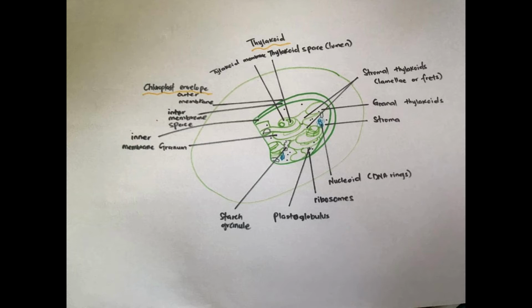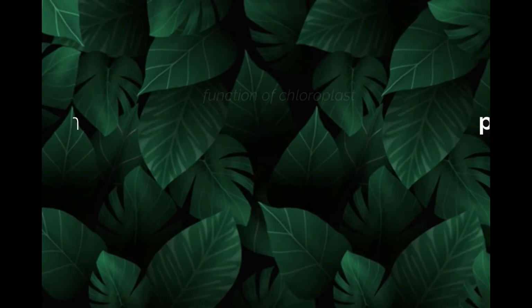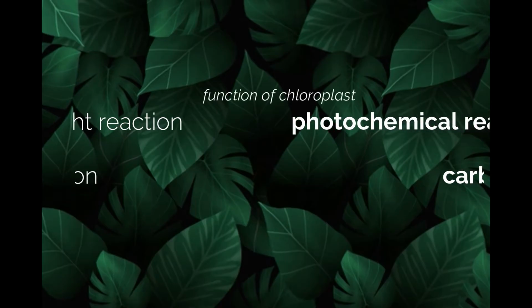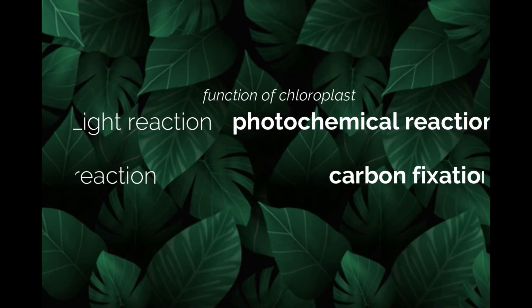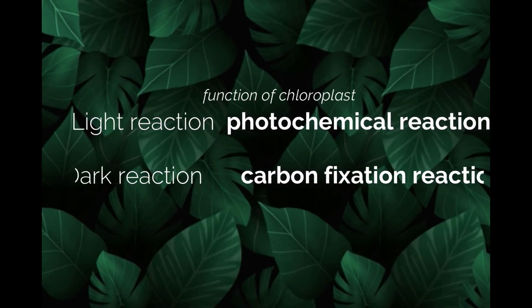Thylakoids may be stacked like a neat pile of coins, forming grana. There may be 40 to 60 grana in the matrix of a chloroplast. In this component, the light reaction occurs in the thylakoid membrane. The function of chloroplast is photosynthesis. There are two steps of the reaction, which are the light reaction and the dark reaction.